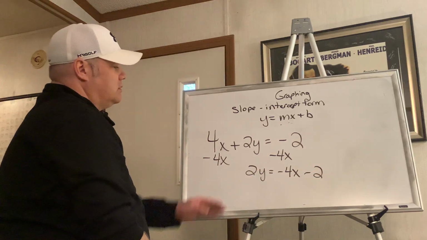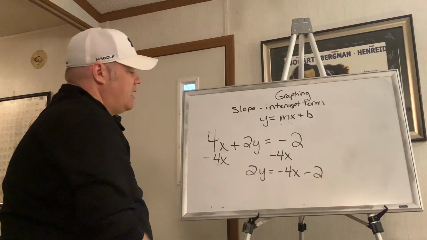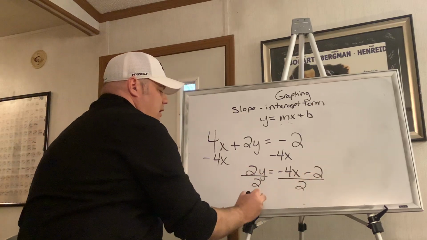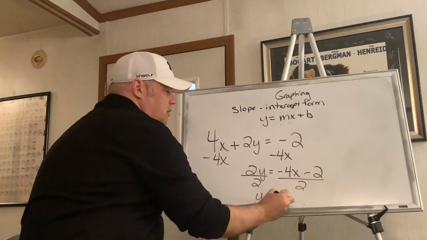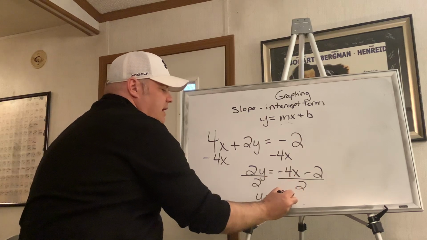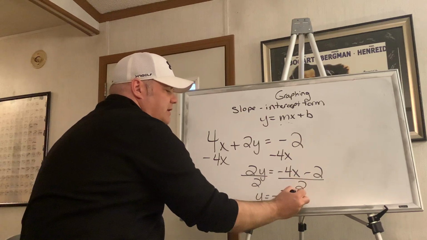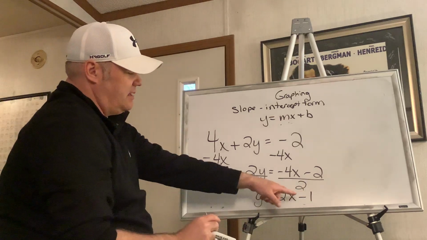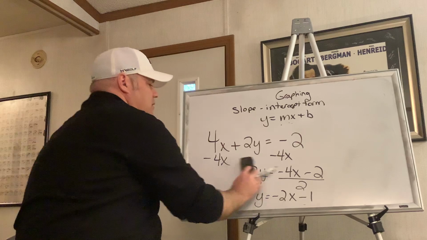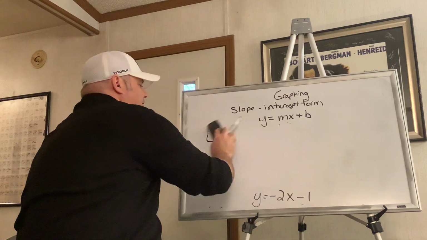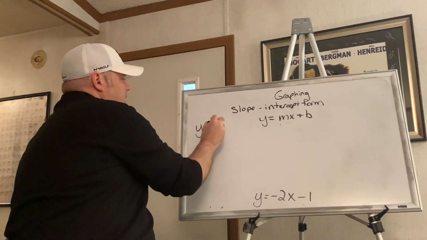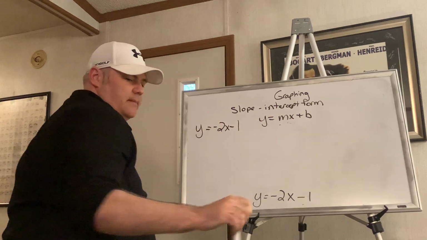Okay? So I just had it cut in line. And then you got to divide by 2. So you're going to get y is negative 2x, since negative 4 divided by 2 is negative 2x, and negative 2 divided by 2 is negative 1. Okay? So now we're in y equals mx plus b form. So let's rewrite this so we can graph it. Okay, y is negative 2x minus 1.